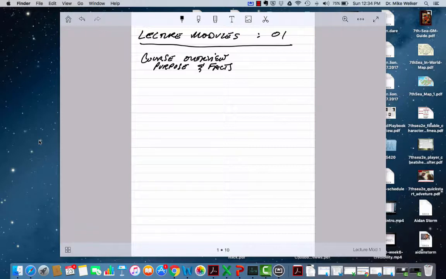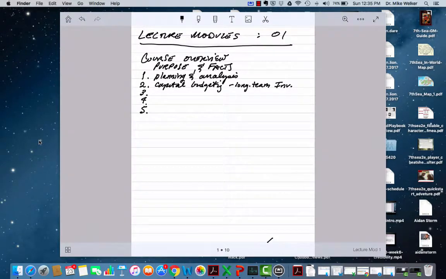So the major topic we're looking at, as I put up in the intro, is financial planning and analysis, or you could call it analysis and planning. That's the first major area to look at. The second is capital budgeting. So this is financial managers dealing with long-term investment decisions. And we'll look at capital markets and risk and return on asset pricing.